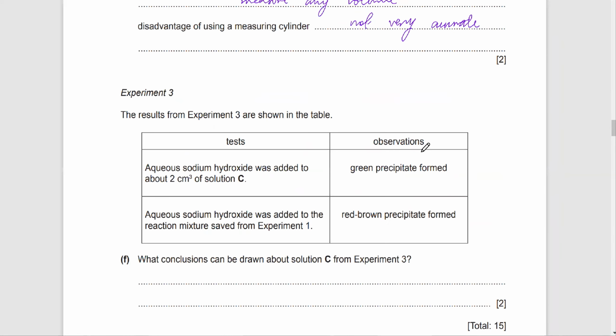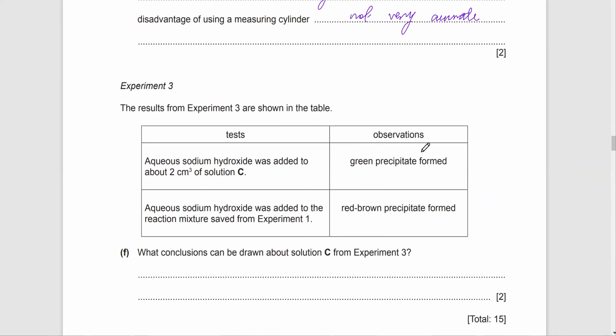The next one is salt analysis. Now, you're adding NaOH and you're getting a green precipitate. Which ion is this? Is it chromium? With NaOH, you're getting a green precipitate.